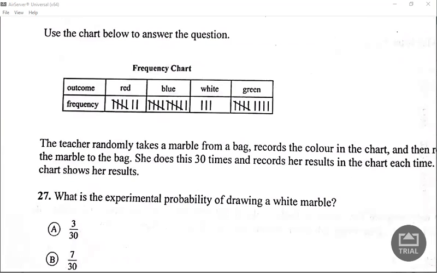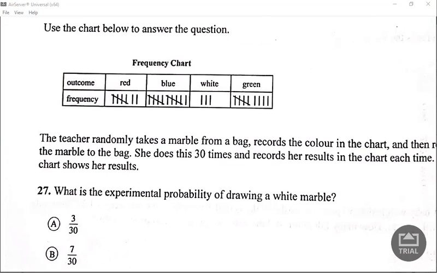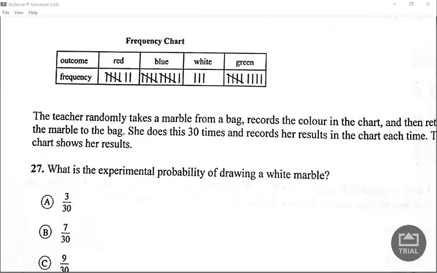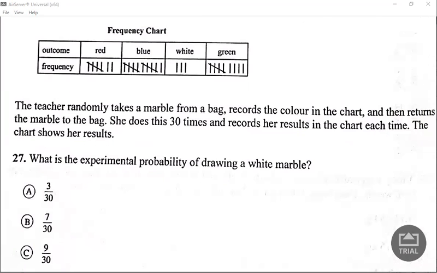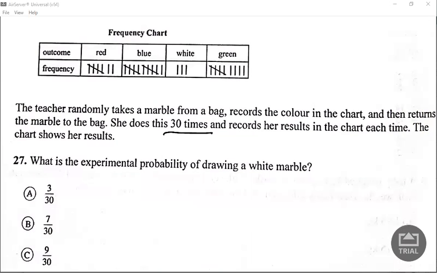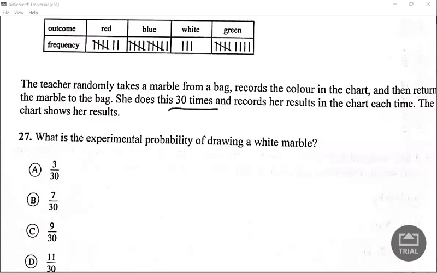So we have outcome frequency, and we have red, blue, white, and green. So this is a tally frequency chart. The teacher randomly takes a marble from a bag, records the color in the chart, and then returns the marbles to the bag. She does this 30 times. That means the frequency is 30. Our result in the chart each time shows our result. What is the experimental probability of drawing a white marble?